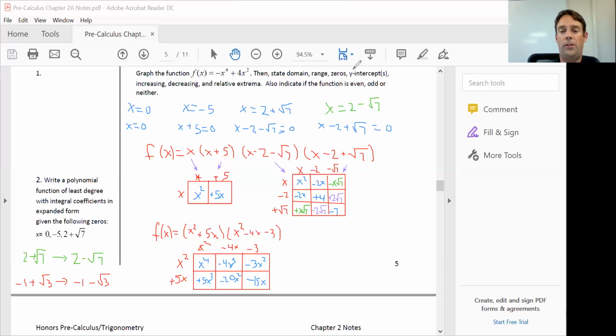So we were able to take it and multiply it all the way out to come up with our problem. F of x equals x to the 4th minus 4x plus 1x cubed minus 23x squared minus 15x.